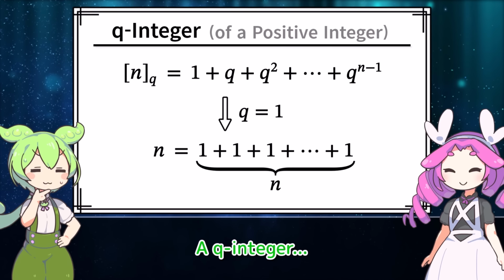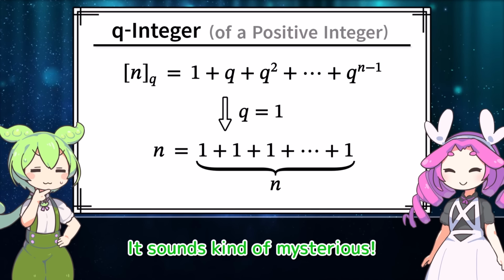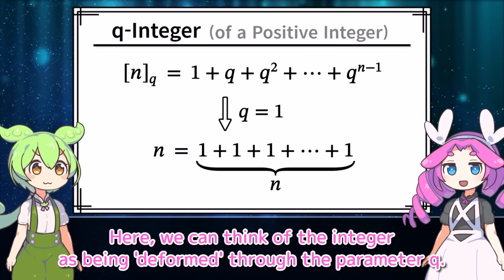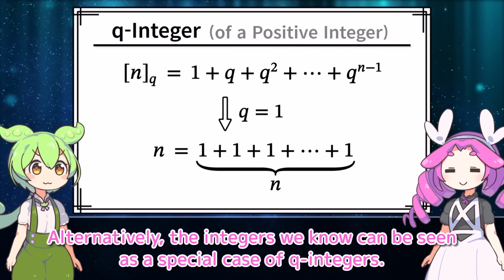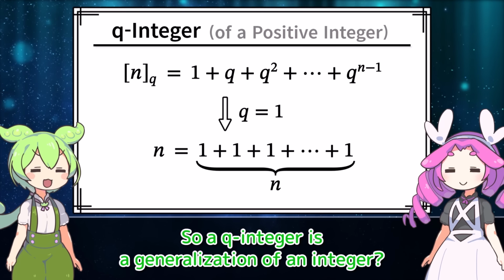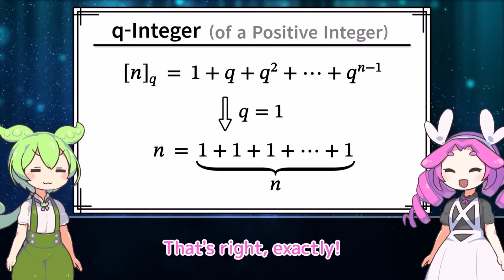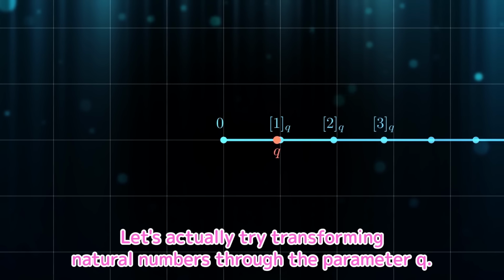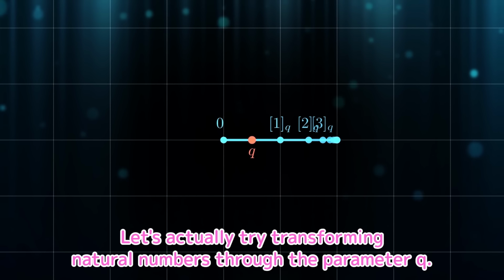A q integer. It sounds kind of mysterious. Here we can think of the integer as being deformed through the parameter q. Alternatively, the integers we know can be seen as a special case of q integers. That sounds complicated. So a q integer is a generalization of an integer? That's right, exactly. Let's actually try transforming natural numbers through the parameter q.